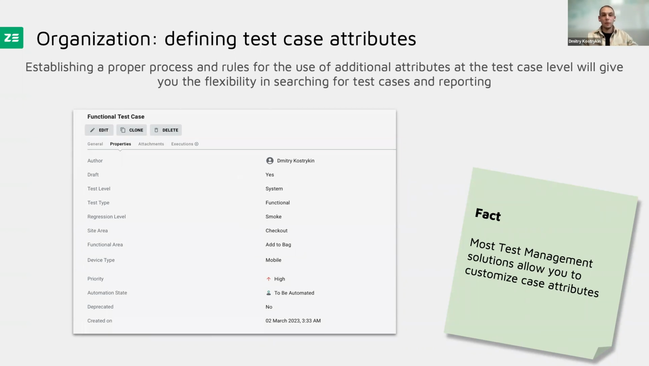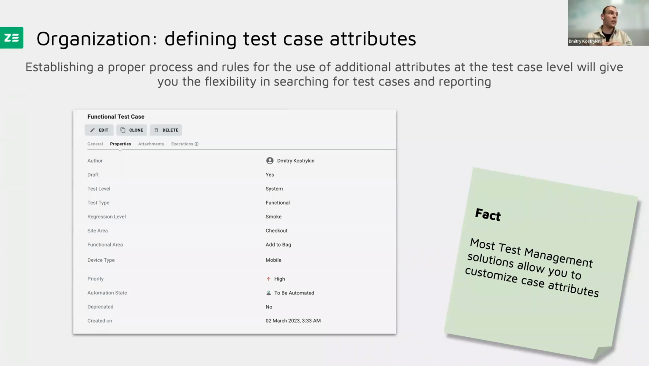there might be another approach of how you can bring additional value to your test cases. And here to our aid comes the defining of test case attributes. Attributes might be used when you need to specify some meta information on a test case level in order to find it properly, in order to categorize it properly as well. On the screenshot, you can see various types of attributes like test level, test type, regression level, automation status, functional area, etc.